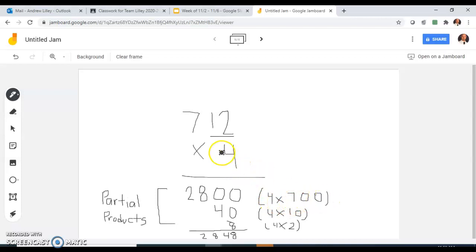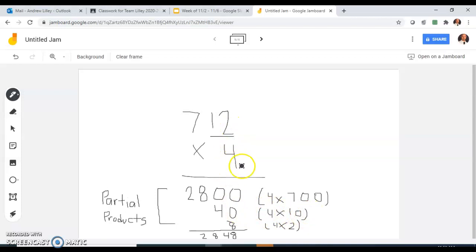Next, I need to move over to the tens place. 4 times 10. Well, I could count up 10, 20, 30, 40, or I could say 4 times 1, but I'm covering one digit, so that's 10. 4 times 1 is 4, so 40. Does 4 times 10 equal 40? 10, 20, 30, 40. It does.